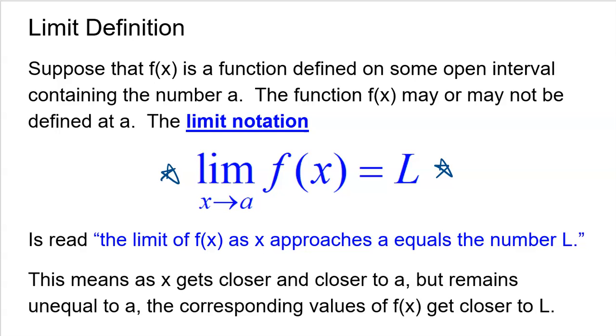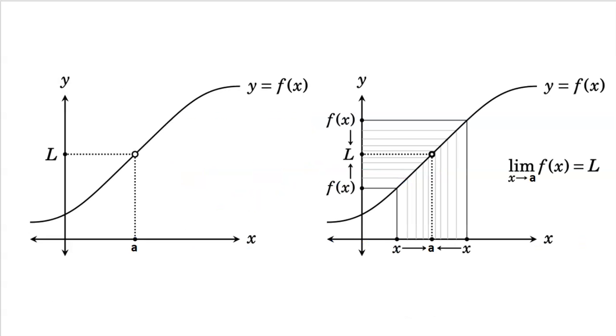Now, this definition can be explained with a picture as well. So here's a picture of that definition. Both graphs are actually the same, but the one on the right just has a little bit more detail to it. But the idea here is that we have our x value a. And again, I don't care what happens at a. There could be a point there. There could not be a point there. It doesn't even matter to me, because a limit is asking you what happens as you get closer to a.